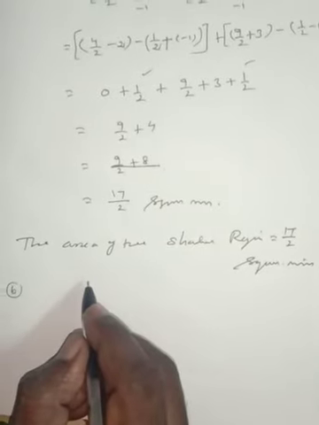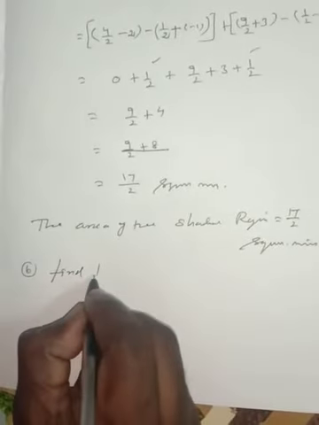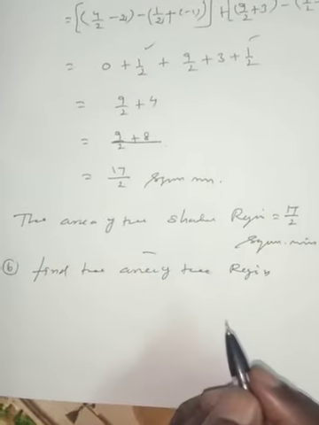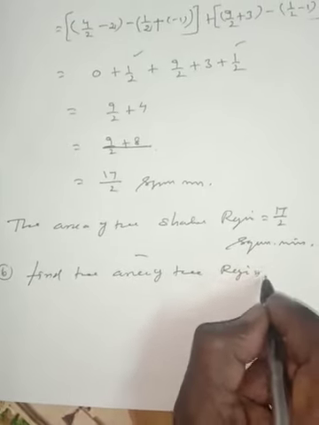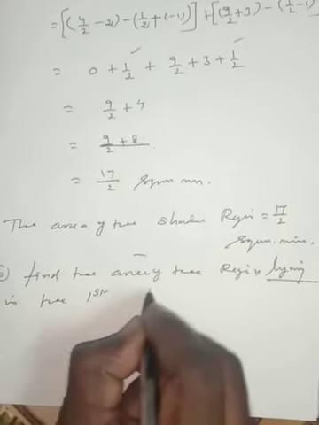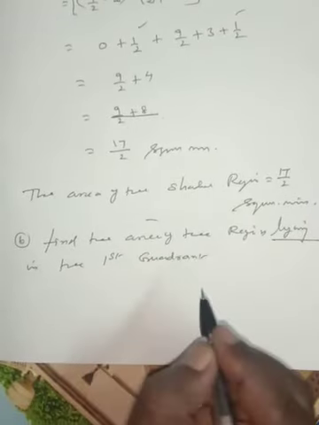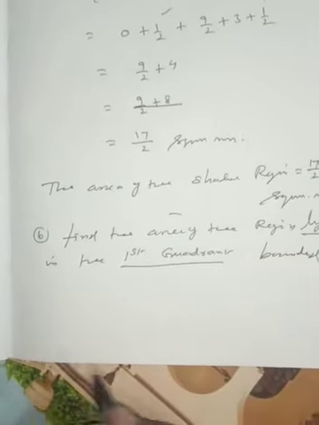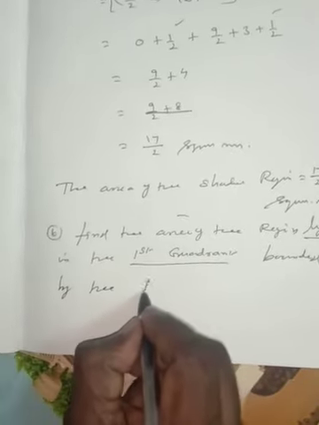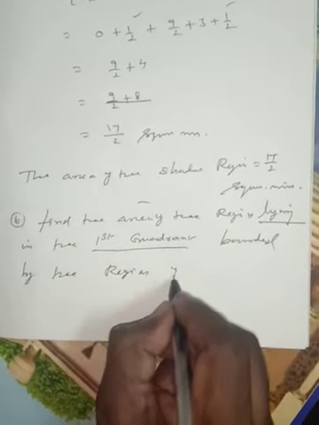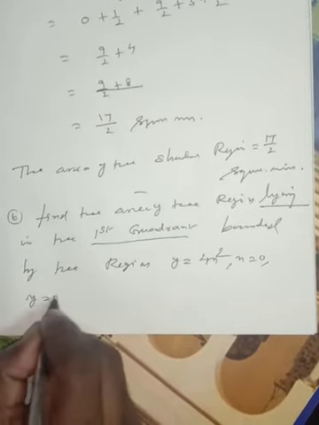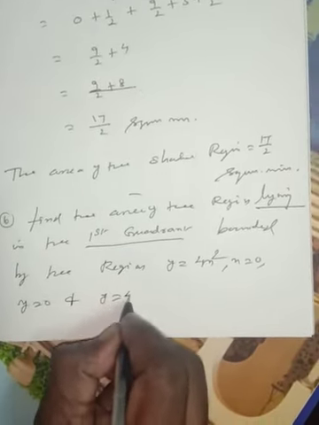Find the area of the region lying in the first quadrant, bounded by the curves y is equal to 4x square, x equal to 0, y is equal to 0, and y is equal to 4.